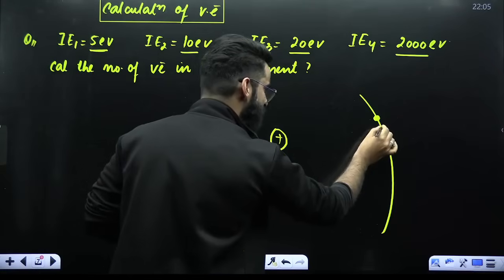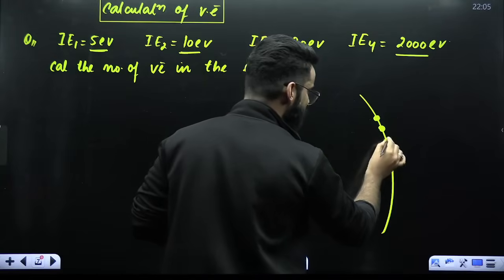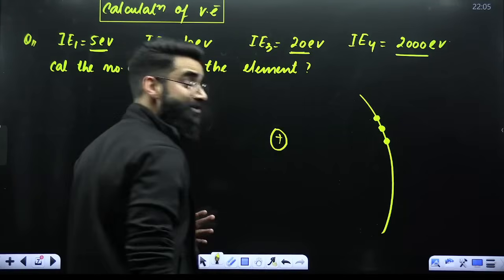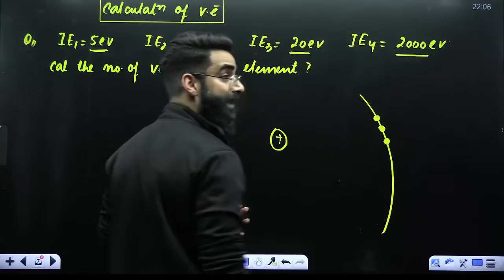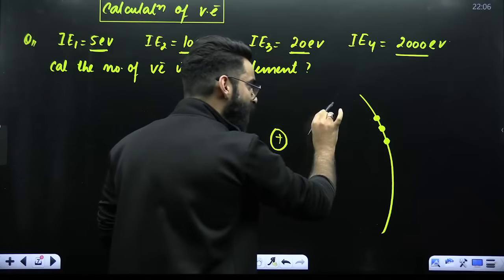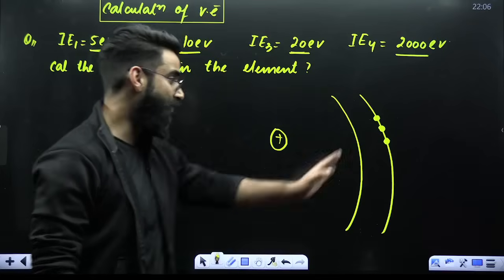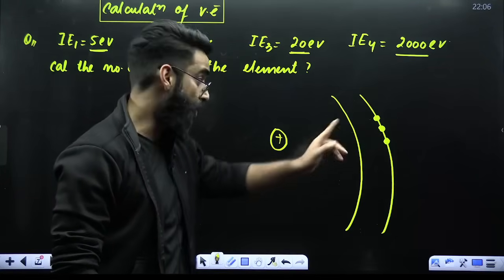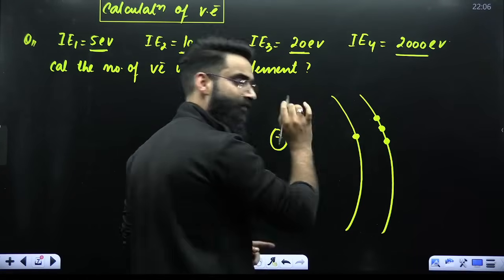To take the second electron out, how much energy is required? 10 electron volt. To take the third electron out, how much energy is required? 20 electron volt. To take the fourth electron out, how much energy is required? There's a huge jump from here to here. That means the fourth electron will be taken out from the inner subshell. That means the fourth electron has to be taken out from the penultimate shell basically, not from the valence shell. That's why more energy is required to take the fourth electron.